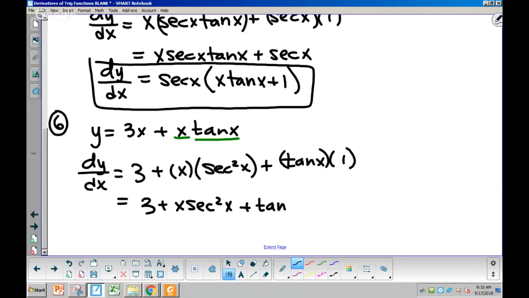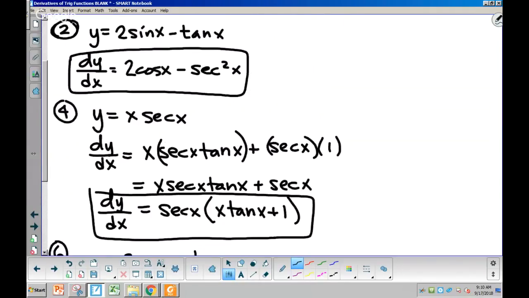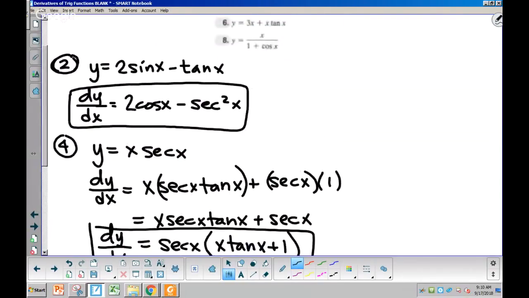I mean, we could change the secant squared x to 1 plus tan squared x, maybe. But if I just have to put an x value in to find the slope, I could do that with this. Okay? Number 8 is x over 1 plus cosine x.